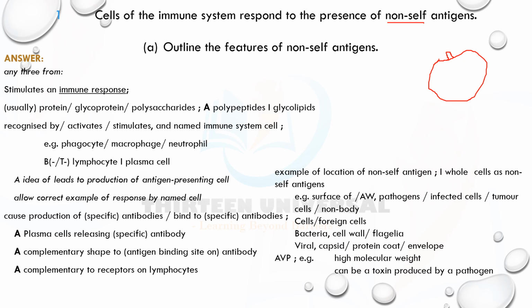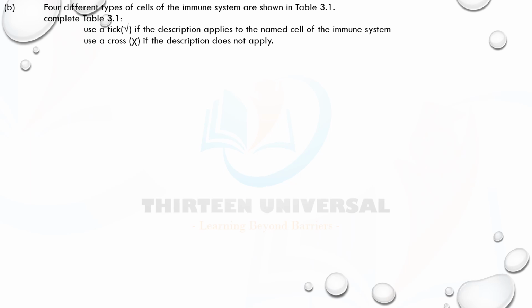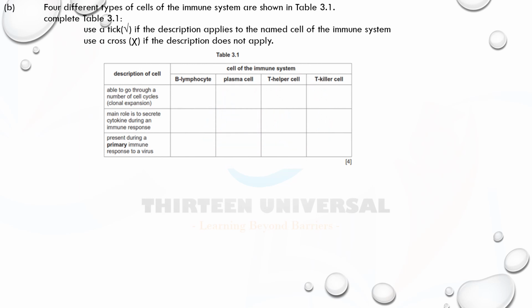Okay, let's go to the next question, guys. Four different types of cells of the immune system are shown in Table 3.1. Complete Table 3.1. Use a tick if the description applies to the named cells of the immune system. Use a cross if the description does not apply. So pause the video and work on this. Make sure you're working on this.